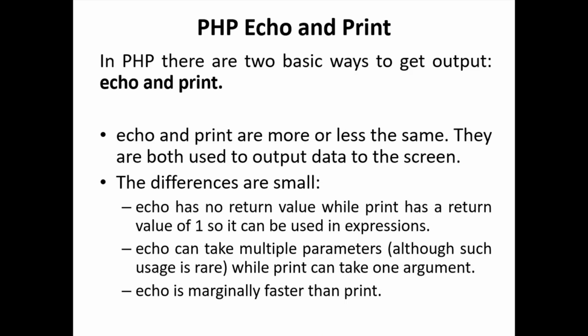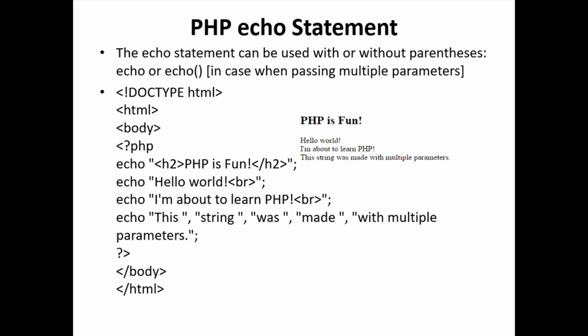In echo, you can take multiple parameters, while print can only take one argument; in print, such a thing is not possible. Echo is marginally faster than print. So if you execute a program with the echo command and execute the same program with the print command, then echo is marginally faster. You will get a response in less time compared to print. So it depends upon you which command you want to use.